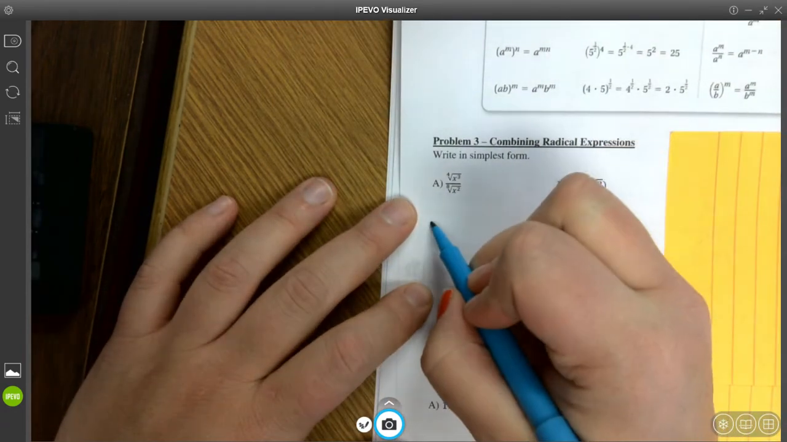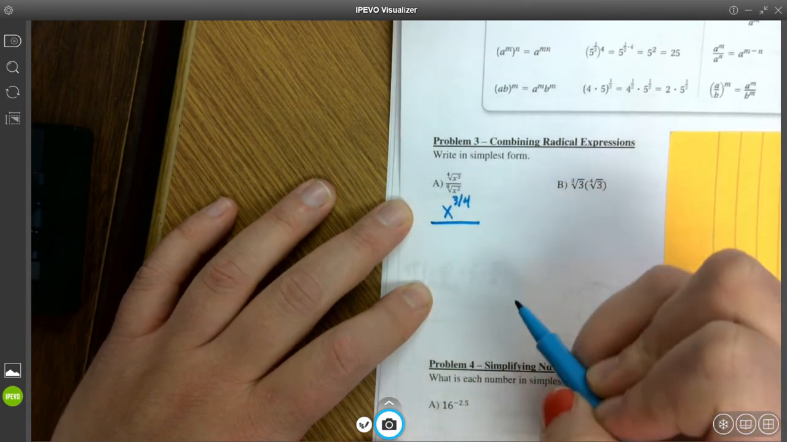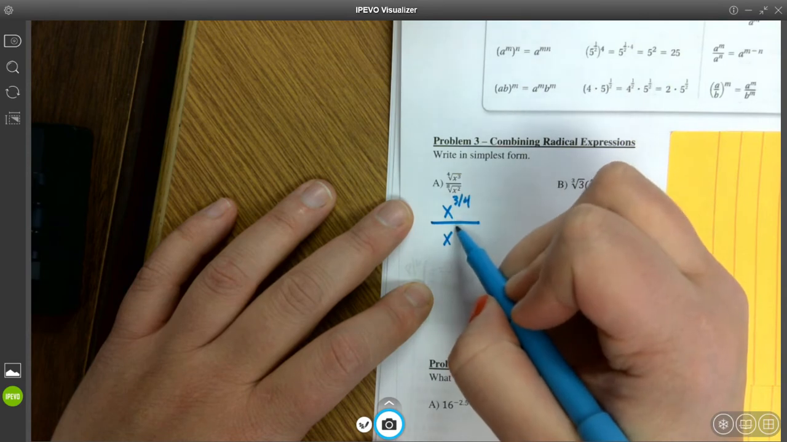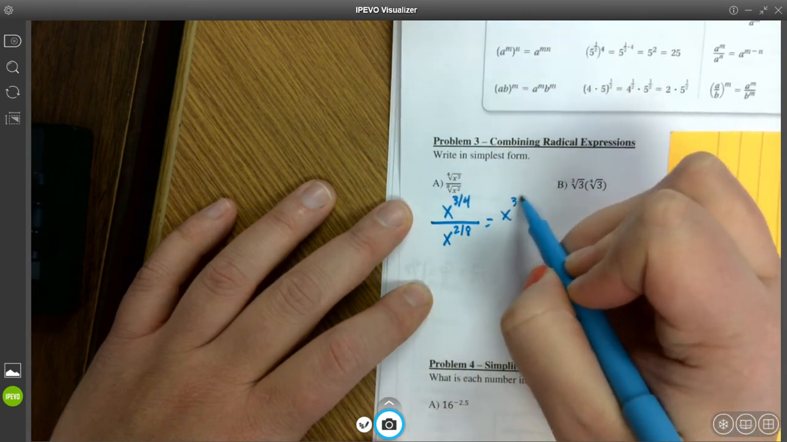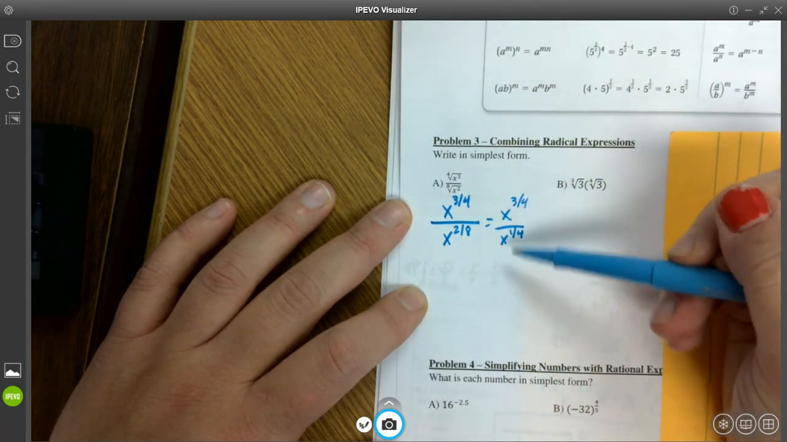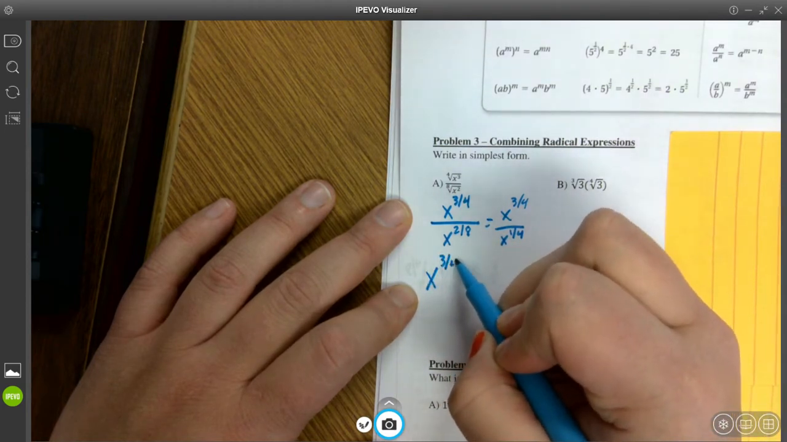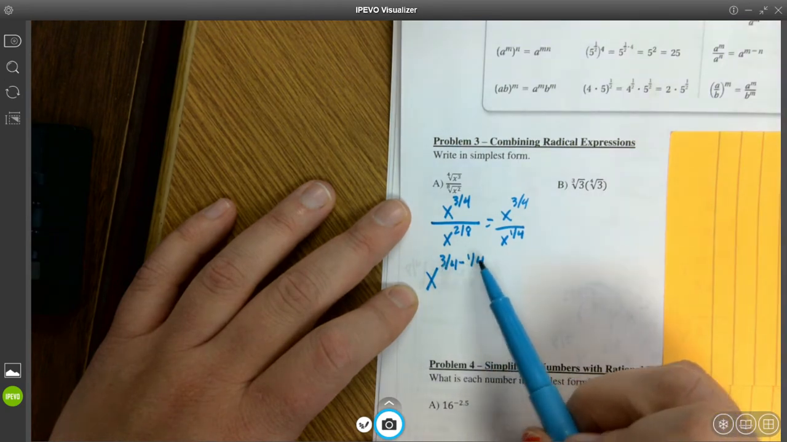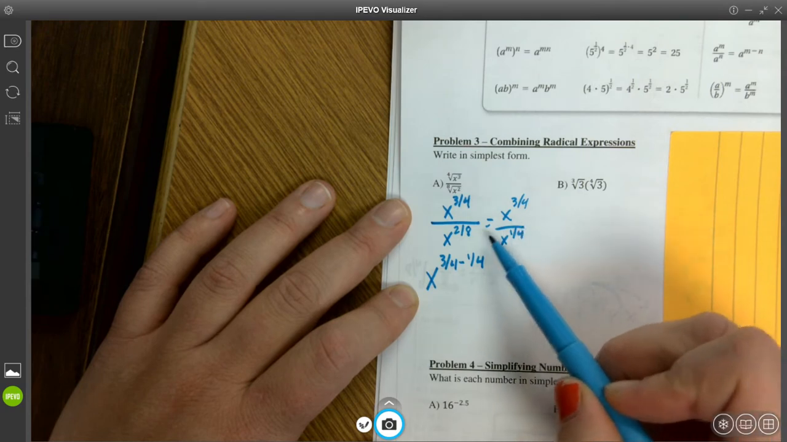So on top here, I can rewrite this as x to the 3/4 power. On bottom, this would be x to the 2/8, which would be x to the 1/4. So x to the 3/4 over x to the 1/4. Now I'm having division. Remember, I do 3/4 minus 1/4, because I'm taking the top exponent and subtracting the bottom because it's division.